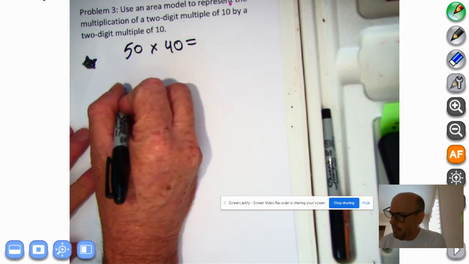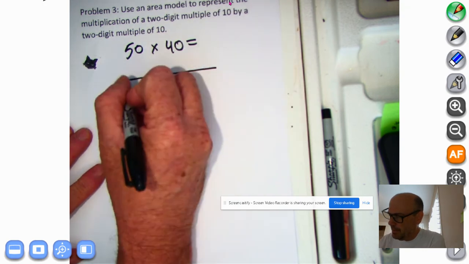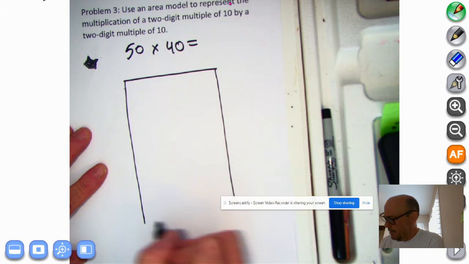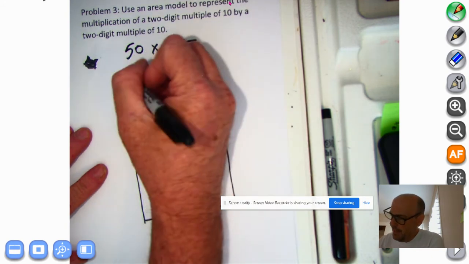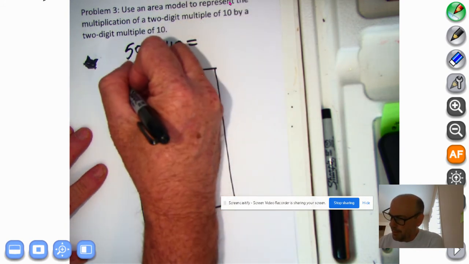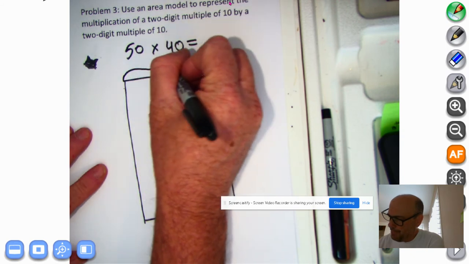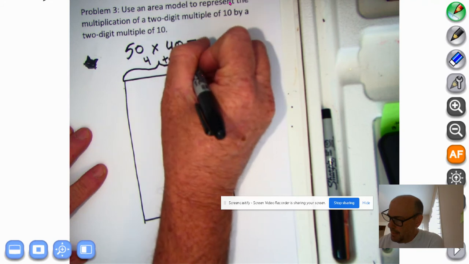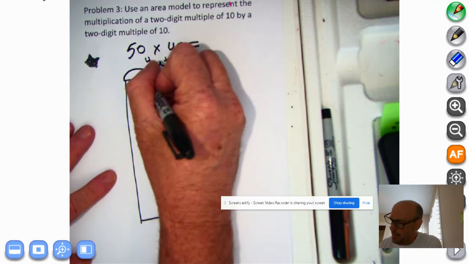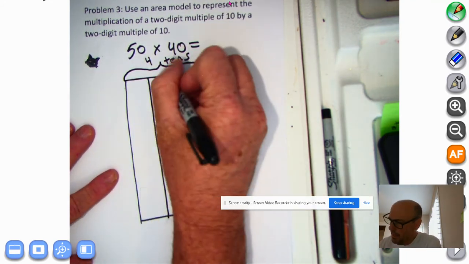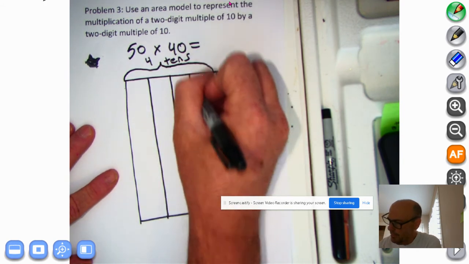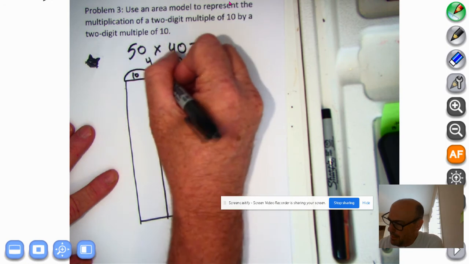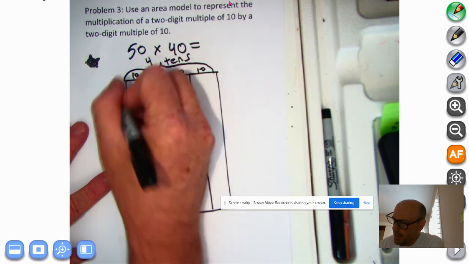Let's start off like we did with the concept development part 2. We're going to make a rectangle. And we have 40, our 4 tens. So I'm going to make a bracket, 4 tens, right? And there's 10, 20, 30, and 40. So I'm going to put a 10, 10, 10, and 10 over here.